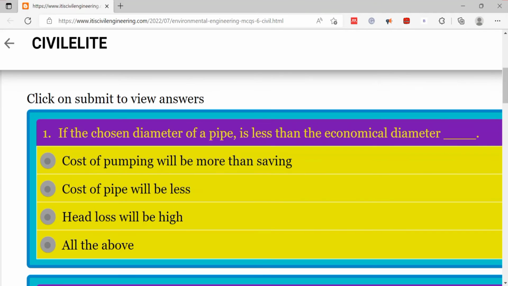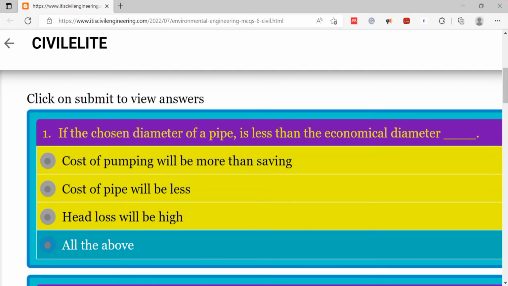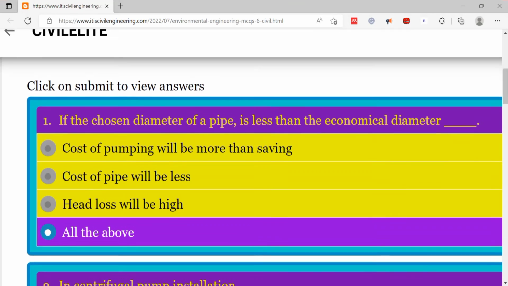If the chosen diameter of a pipe is less than the economical diameter, then what happens? So if the chosen diameter of a pipe is less than its economic diameter, then the cost of pumping will be more than saving. Cost of pipe will be less and the head loss will also increase. So all of these are correct.